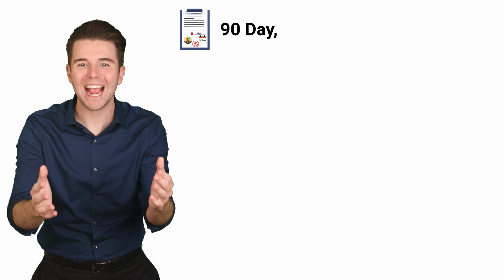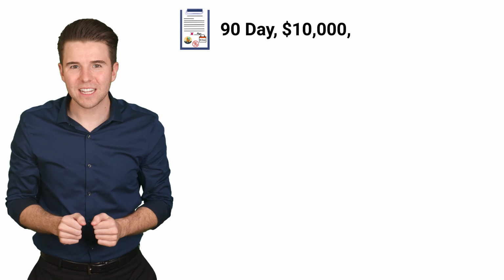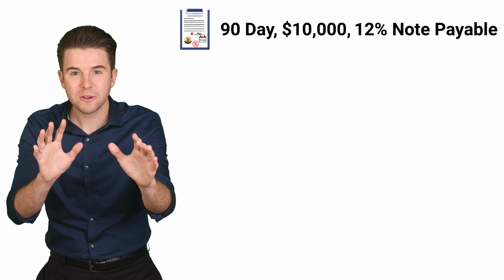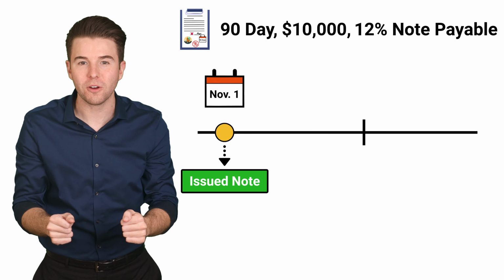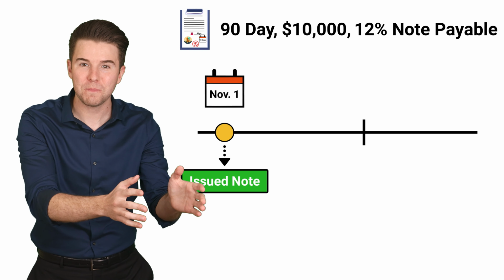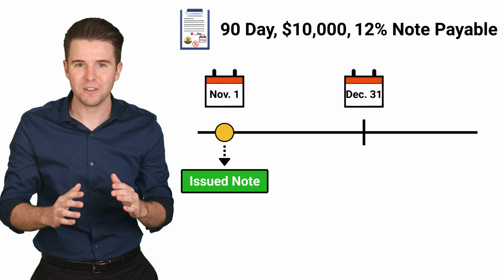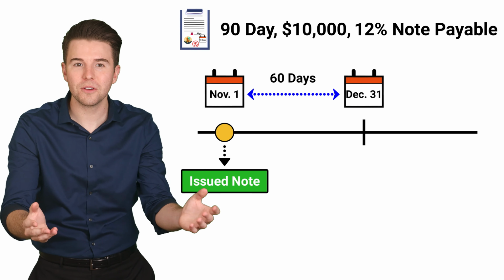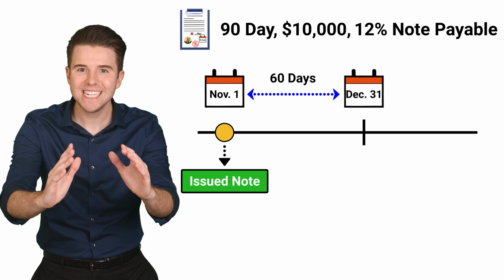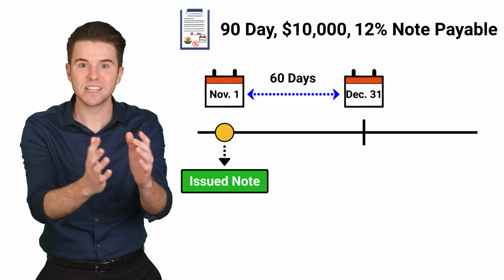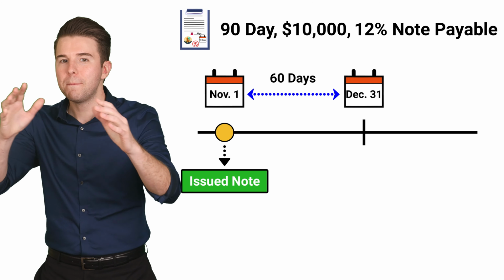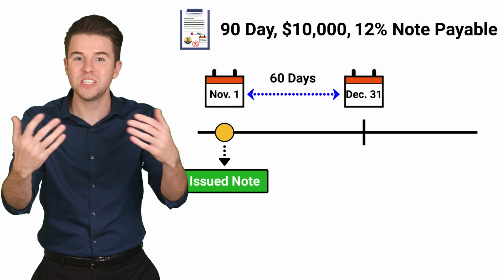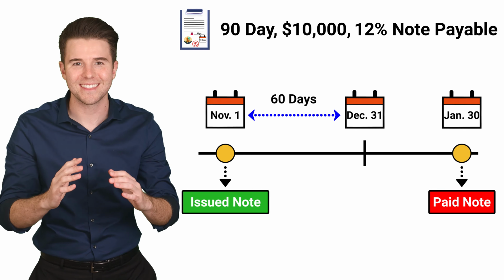For example, assume a company issues a 90-day, $10,000 note payable with 12% interest on November 1st, and the end of the accounting period is December 31st. Between November 1st and December 31st, there are 60 days of interest expense that has accrued, but will not be paid until the note is due on January 30th.